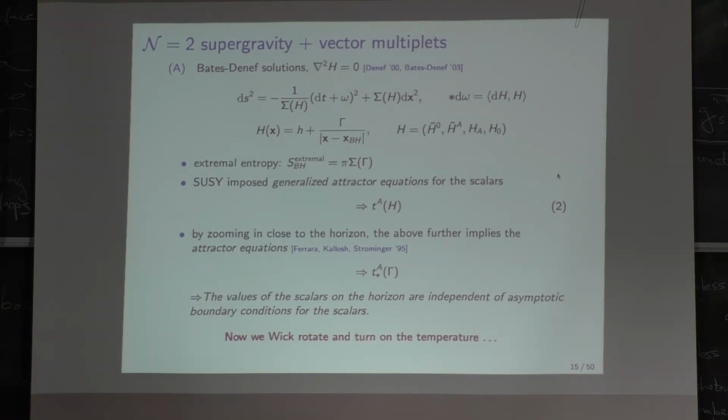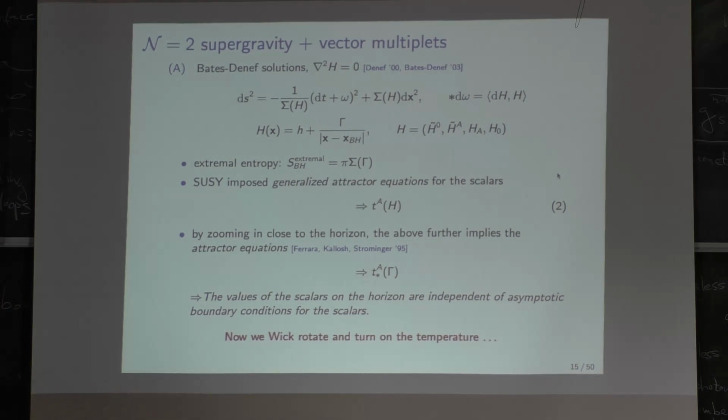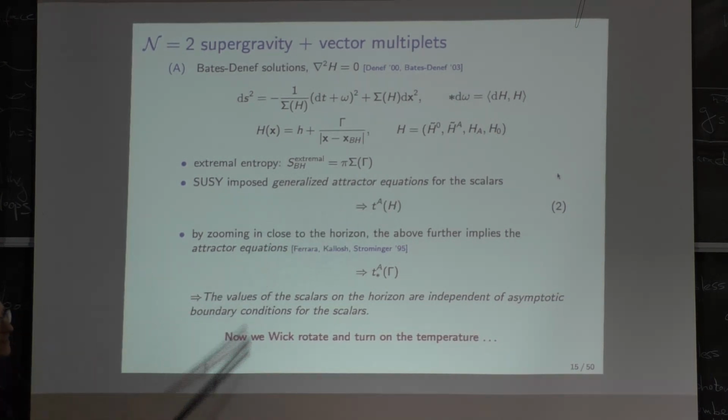Now, following the same structure as before, supersymmetry, instead of just mass equal to the charge, now invokes the so-called generalized attractor equations, whose role is to fix the values of the scalars in the geometry in terms of the harmonic functions. These are generalizations of the famous attractor equations, which tell you that if you zoom in onto the horizon of an extremal black hole, the values of the scalar fields get attracted to a value that's independent of the asymptotic boundary conditions for the scalar fields.